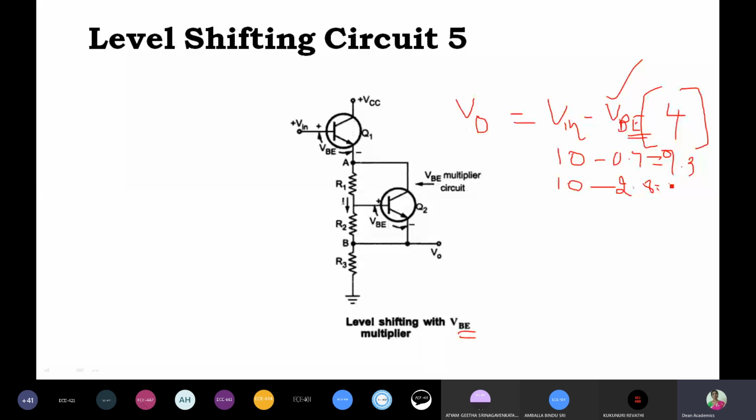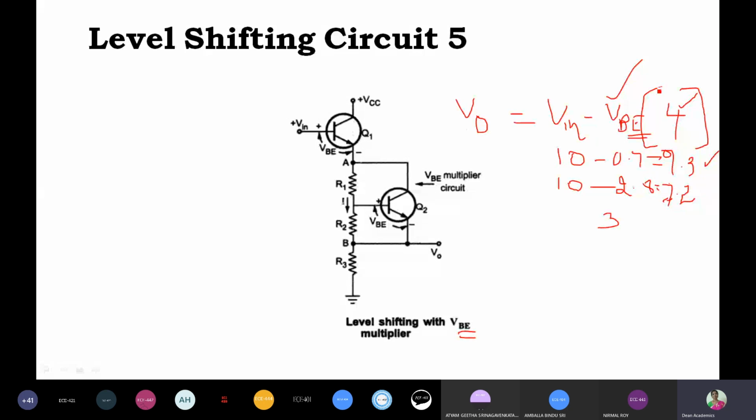So what will be the output? 10 minus 2.8. Are you searching for calculator? 7.2. Right? Previous case it was 9.3. Now it is 7.2. If instead of 4, it is 10, what will happen? 10 into 0.7, it will be 7, right? So therefore 10 minus 7 will be equal to 3.